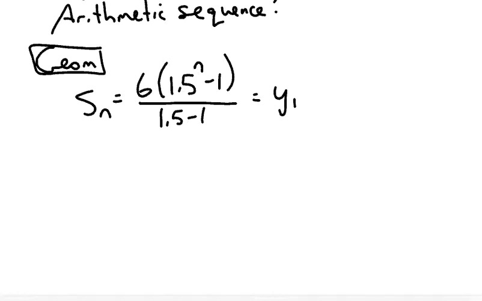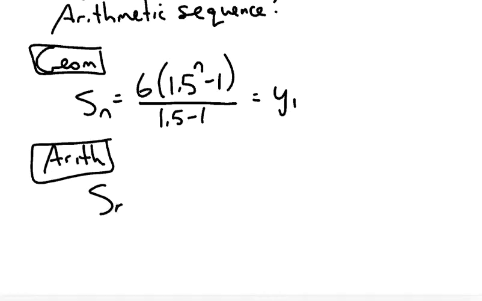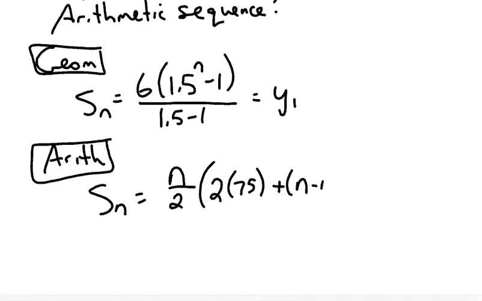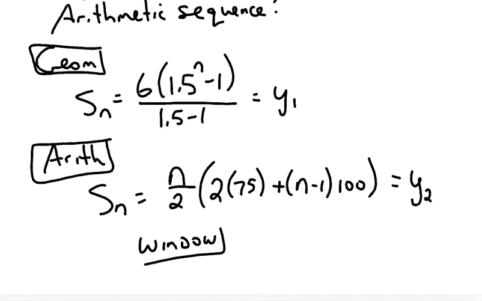We also know the arithmetic sequence, the sum is going to be n over 2 times the first term, 75, plus n minus 1 times the common difference of 100. Now just pull these formulas from what we've been doing the last few sections. We're going to set that equal to y2. Now, to save a little time, because I showed it in the last example, I'm going to set up my window based on what I find is going to be necessary.